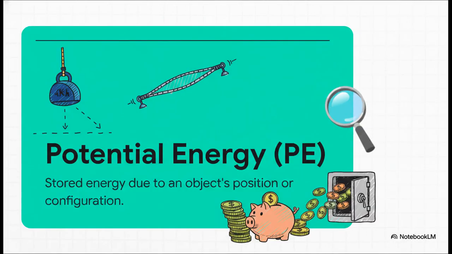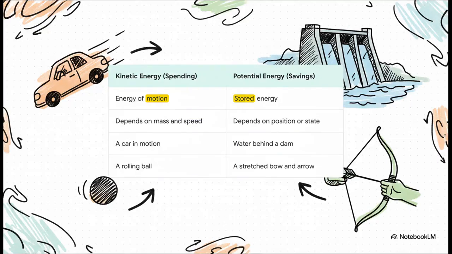And then, on the flip side, you've got potential energy. This is your savings account. It's stored value. The money's there, all right? It's just waiting to be transferred over to your spending account. So yeah, let's put these two head to head. You see a car speeding down the highway? That is pure cash-in-hand spending. That's all kinetic energy. But what about the water just sitting there behind a giant dam? That's your savings account, maxed out. Just a massive amount of potential energy, stored up and waiting for the right moment. Same deal with a rolling ball versus a stretched bow. One is all about action, the other is all about, well, potential.